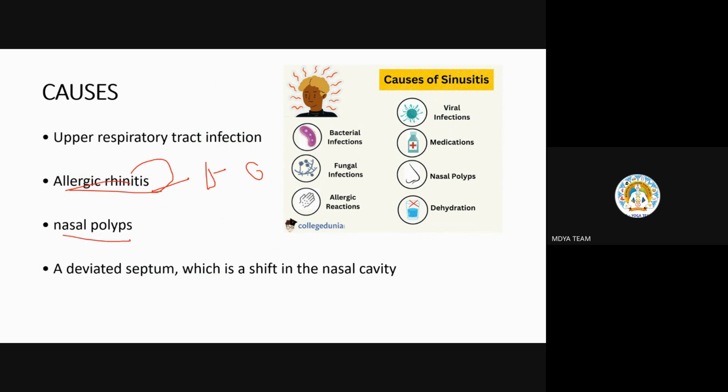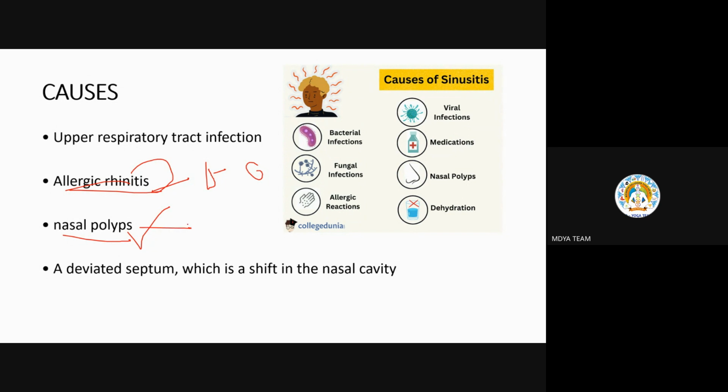Then nasal polyps, if they happen. Nasal polyps could also be a reason. Then deviated septum. We sometimes say, if you are from the yoga field and some people are unable to do Sutaneti and all, that I have deviated nostrils. This is just like nasal polyps. These are nothing but painless, a little extra growth we can say. In easy words, extra growth.